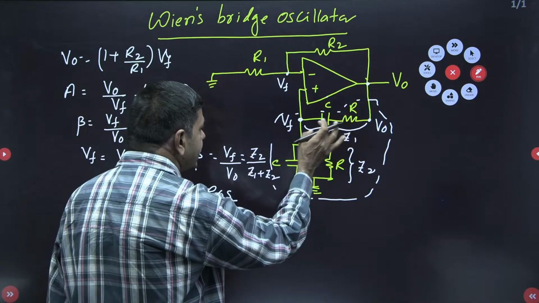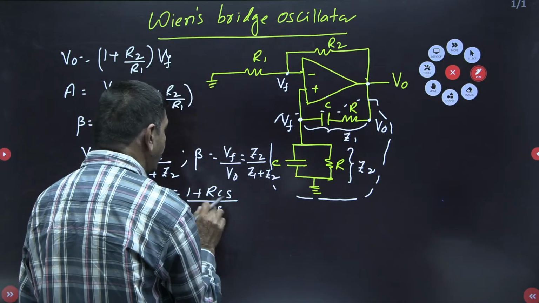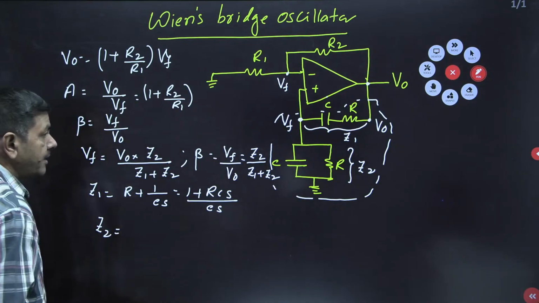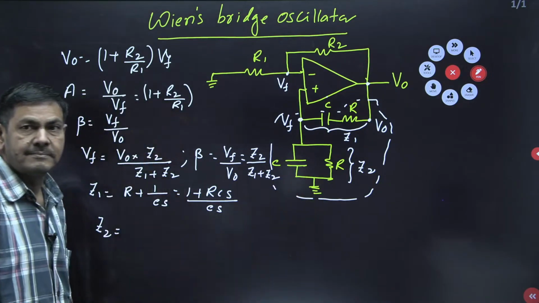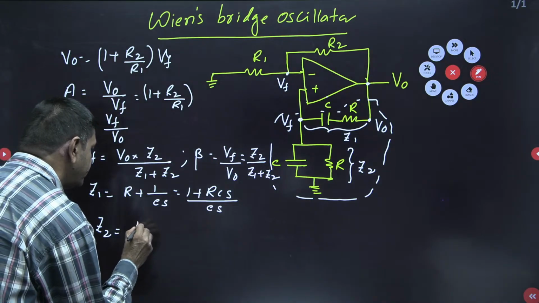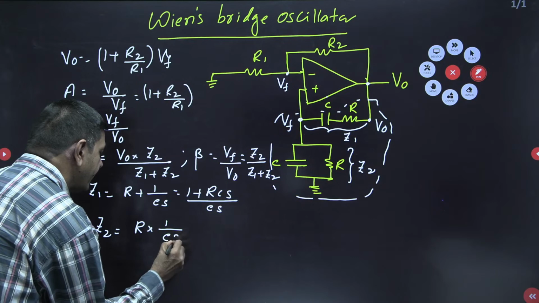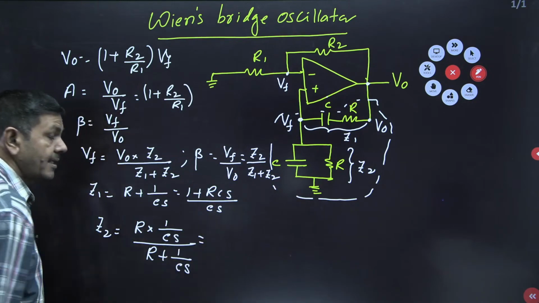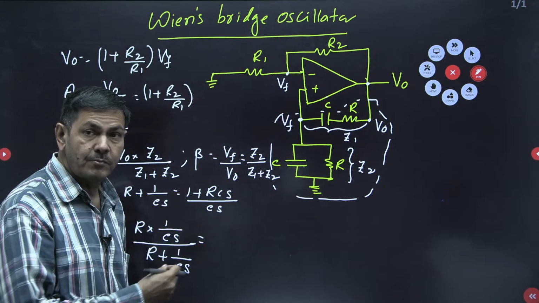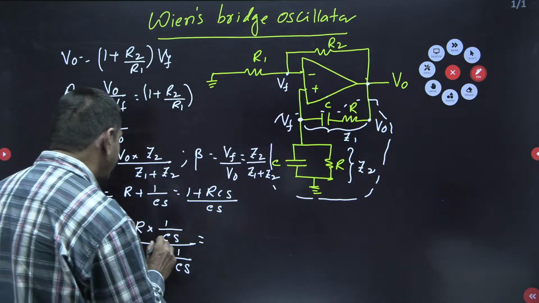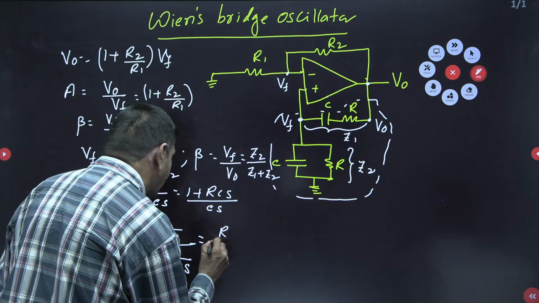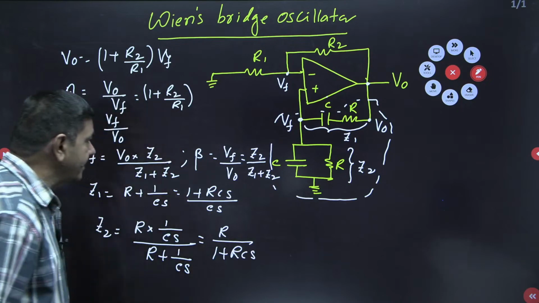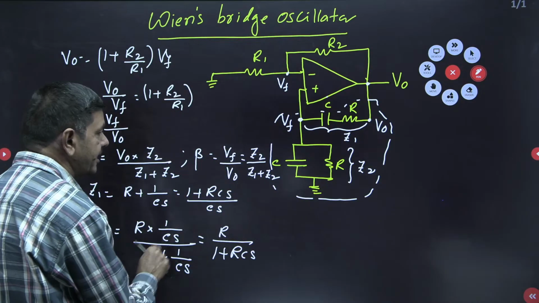Z1 is, these two are in series, R plus 1 by Cs. If you take LCM, you will get like this now. What about Z2? Z2 is nothing but these two in parallel. R into 1 by Cs divided by R plus 1 by Cs. The same work you will do in a few more questions also. Try to understand. If you take LCM, you will get R by 1 plus RCs. These two are in parallel. I got Z1 and Z2 also.